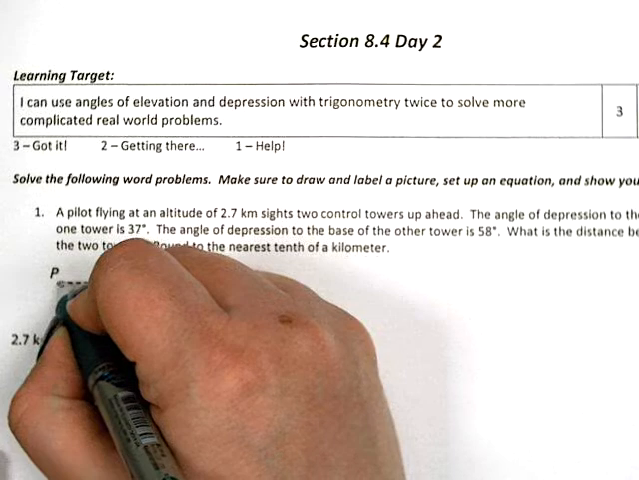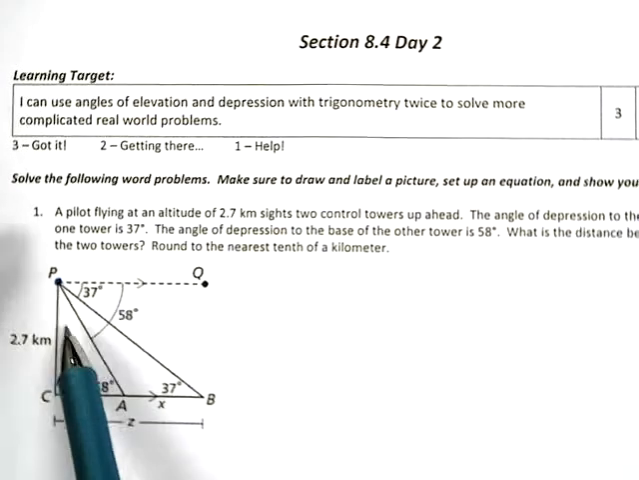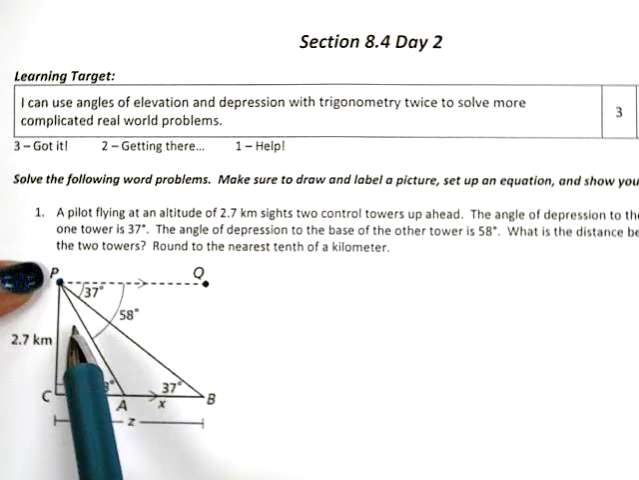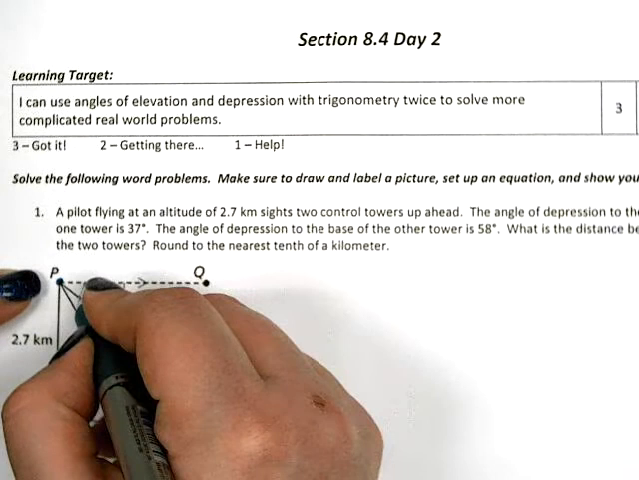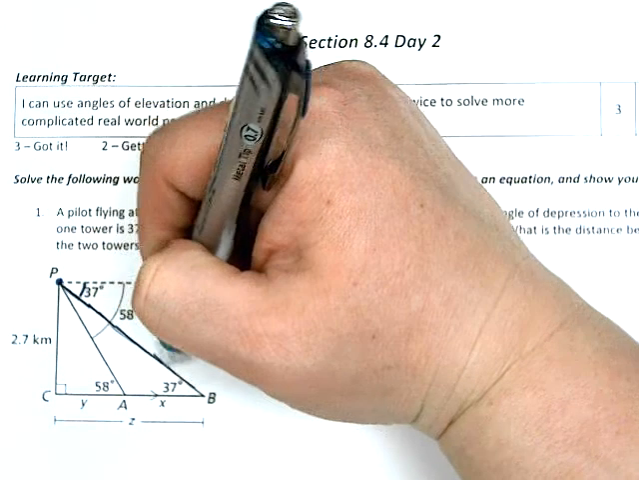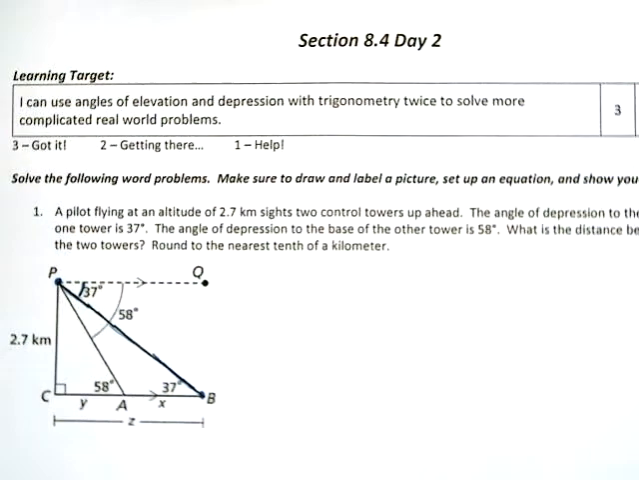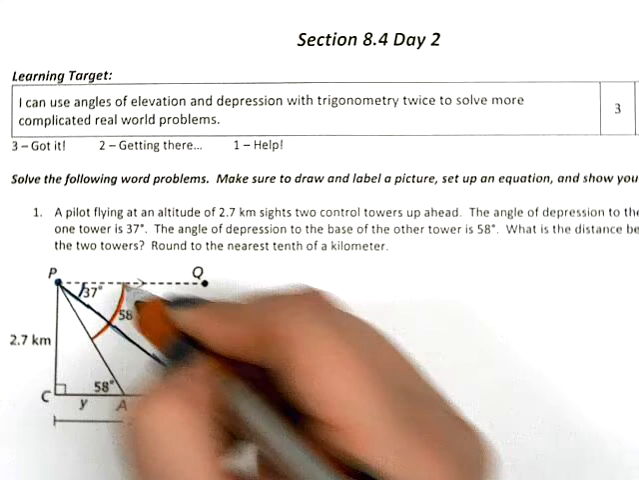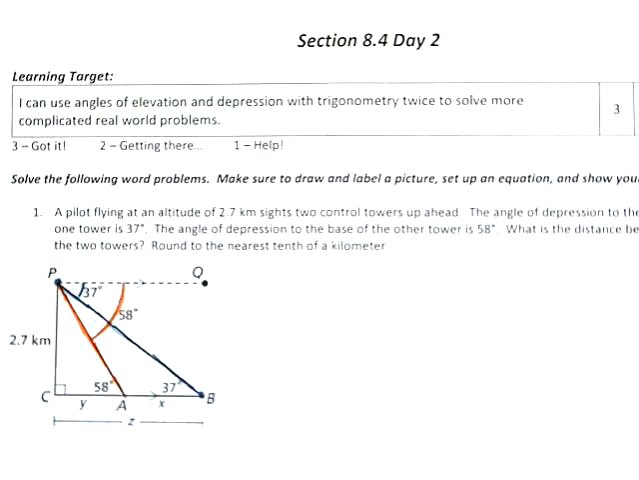So here's your plane, all right? And the plane is flying at this altitude of 2.7 kilometers. So airplane up here, 2.7 for our altitude. That makes sense, okay? Well, the angle of depression from the plane to the base of one tower is 37 degrees. So we know that an angle of depression of 37 degrees goes to tower B. And then we have this angle of depression to the second tower, that's 58 degrees. And that's going to base A, or tower A.